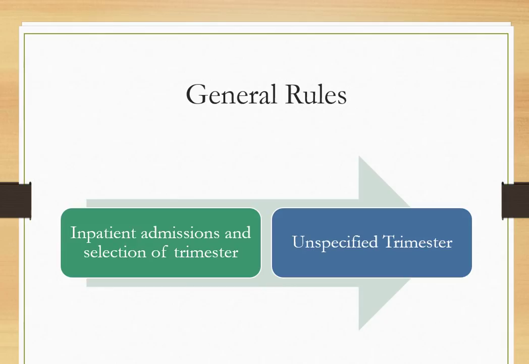If the condition developed prior to the current admission or represents a pre-existing condition, the trimester character for the trimester at the time of the admission should be assigned. Now, we do have a category in each code family that says unspecified trimester. Unspecified trimester codes should rarely be used, such as when the documentation in the record is insufficient to determine the trimester and it's not possible to obtain clarification.